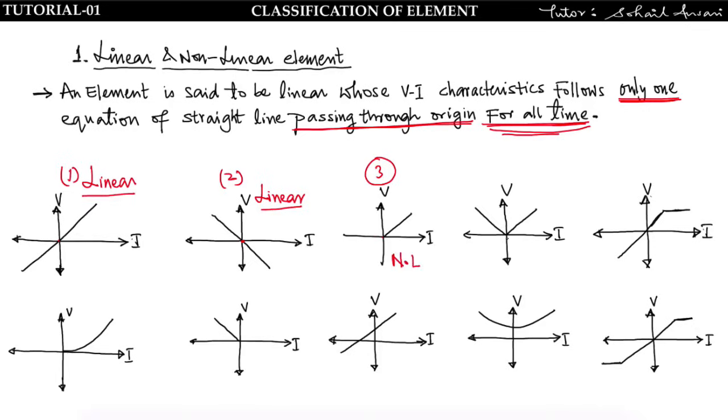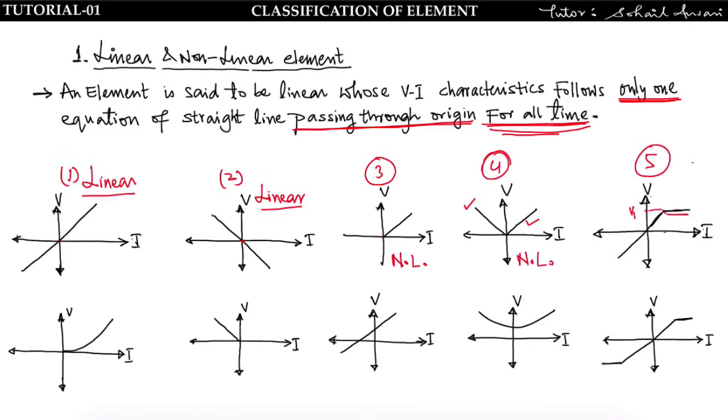See this. This is one equation of a straight line. This is another equation of a straight line. Means overall the graph contains two equations of a straight line. But for the graph to be linear it must follow only one equation of a straight line. So this is also non-linear.